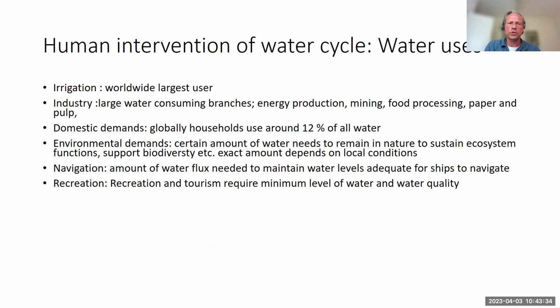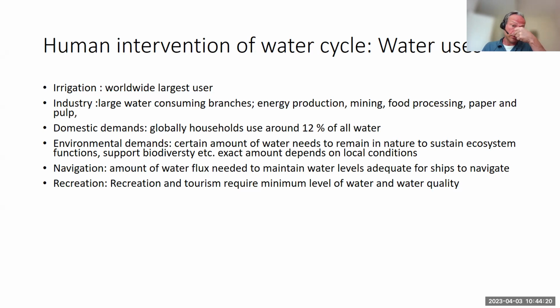Then we have the human intervention of water. Of course, the biggest user globally is irrigation. We have also then the second biggest being industry. So in Germany, for example, the number one user, much bigger than irrigation, is energy production. It's our first water use, for cooling. But then also mining is a big water user, food processing, paper and pulp, etc. Domestic uses are, of course, perhaps most essential for us humans, but it's not a huge user so far. Since urban areas are growing, population is growing, it's becoming more important. But altogether, it's just 12% of all water use. But of course, still very important.